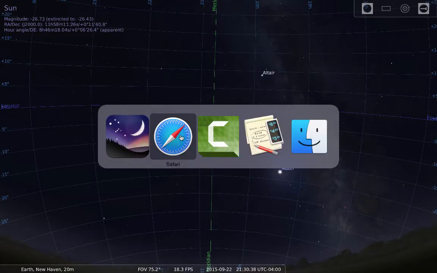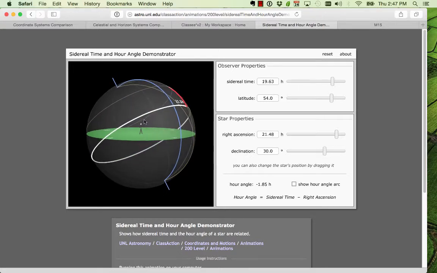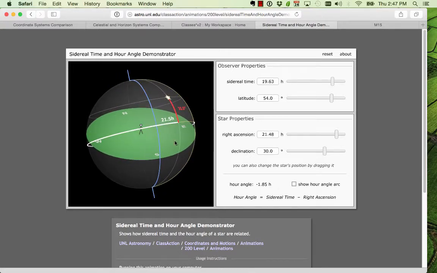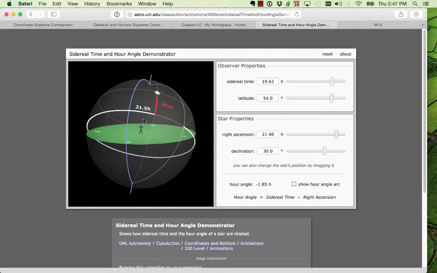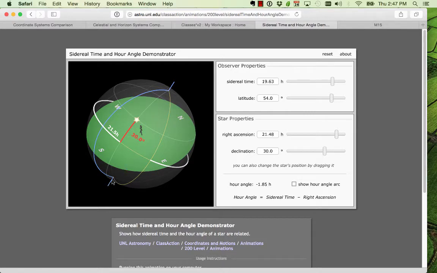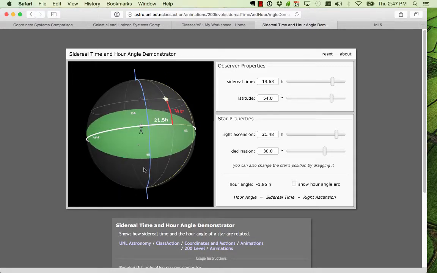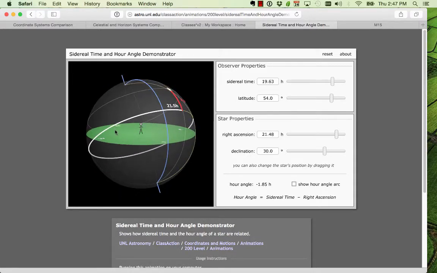There's actually a very nice animation that I found on the University of Nebraska website, and I posted this at Classes V2 for Astronomy 155. This is a horizon and a little observer, and this is a flash animation. I can scroll around and see his perspective from different points. This is the North Celestial Pole, this is the South Celestial Pole, and that blue circle is his meridian. You can see it goes from north to overhead to due south for him. The white line is his celestial equator.